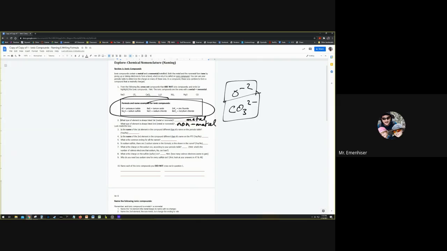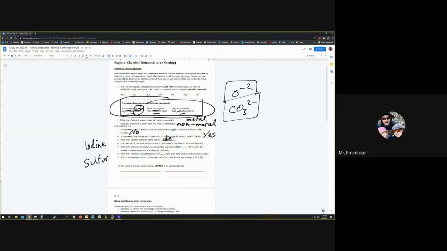Is the name of the first element in the compound different than its name on the periodic table? Potassium, sodium, barium, zinc, beryllium. So the answer to that is no. It's the same. Is the name of the second element in the compound different than its name? So this is iodide, which is iodine on the periodic table. This is sulfide, well, it's called sulfur on the periodic table. So the answer to that is yes. What is the common ending for all names? IDE.